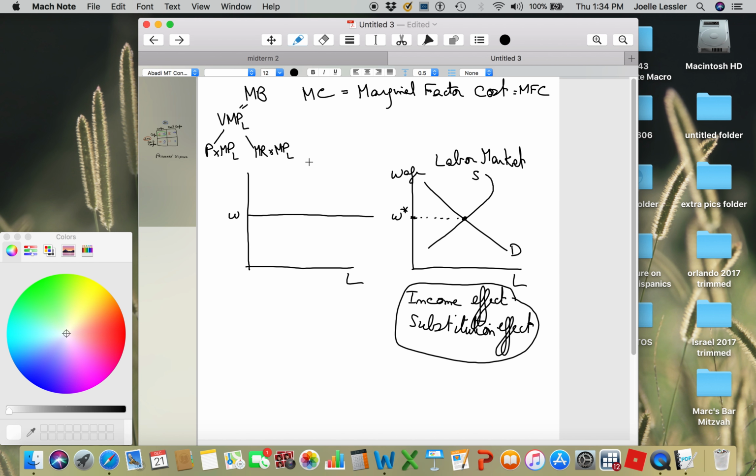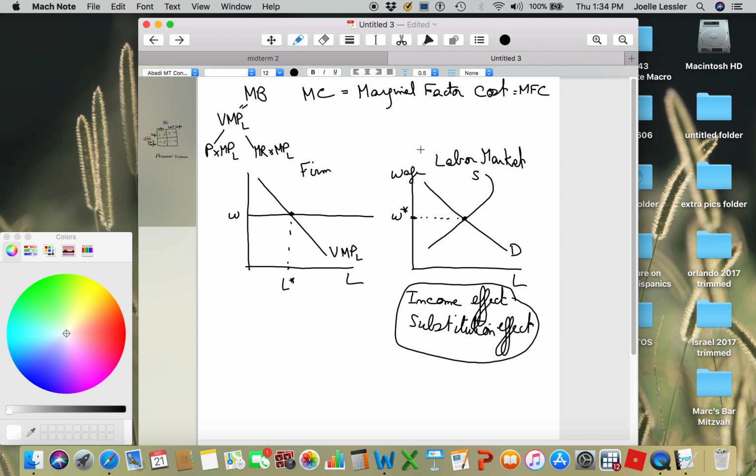So any particular firm, this is the firm's decision, right? They put in the value of marginal product of labor, and that tells them how many workers they should hire. The last worker they hire, the value of that worker is just equal to the wage. Okay, so for the last worker, the marginal benefit, which is the value of marginal product of labor, is just equal to the marginal factor cost, which is the wage.